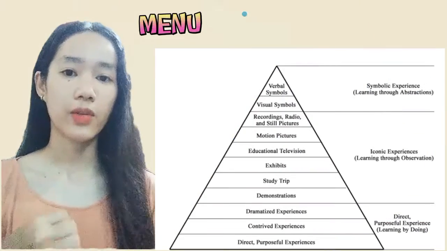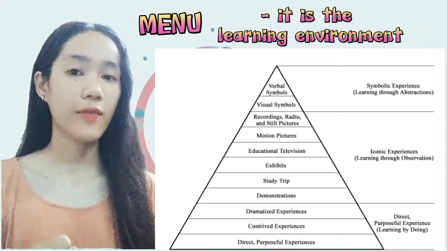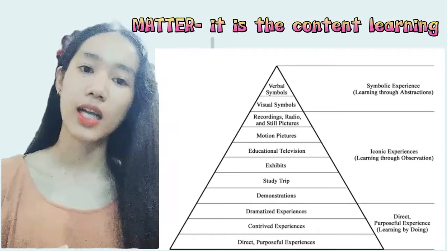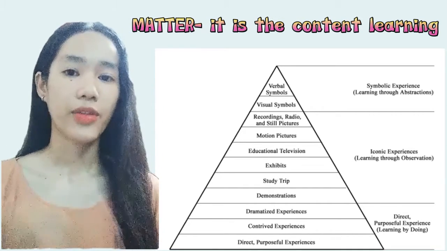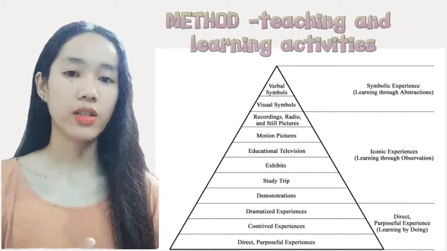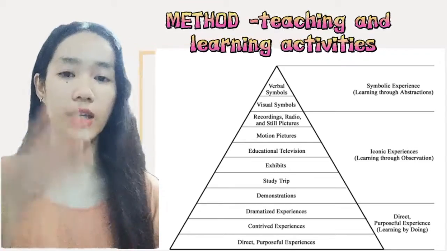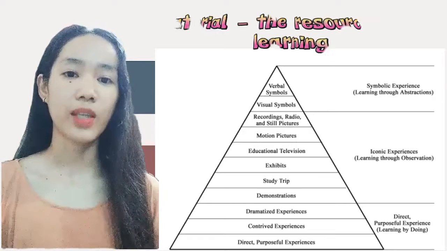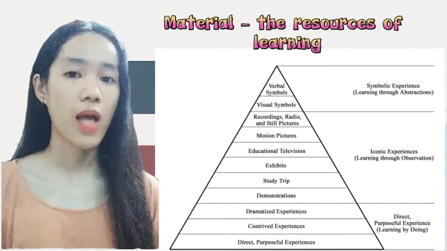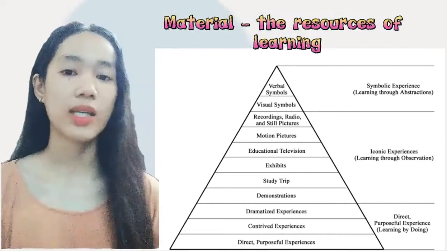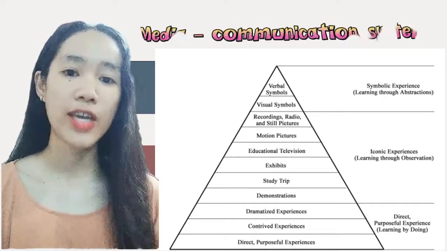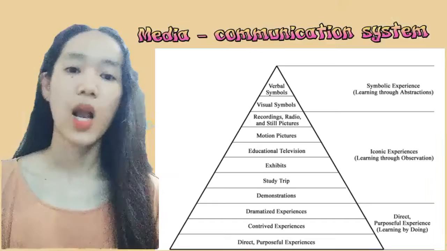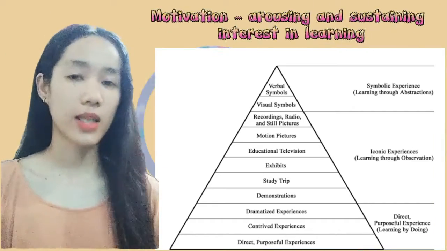First is milieu. It is the learning environment. Second, matter. It is the content of learning. Third is method. This is the teaching and learning method. Fourth is material. This is the resources of learning. Fifth is media. The media is the communication system. And sixth is motivation, arousing and sustaining interest in learning.